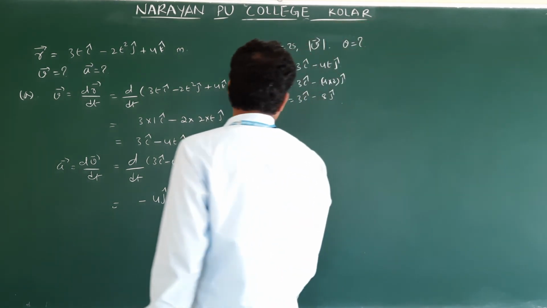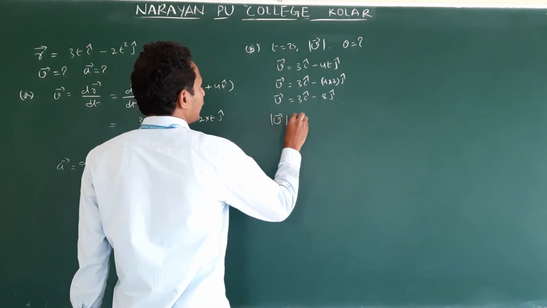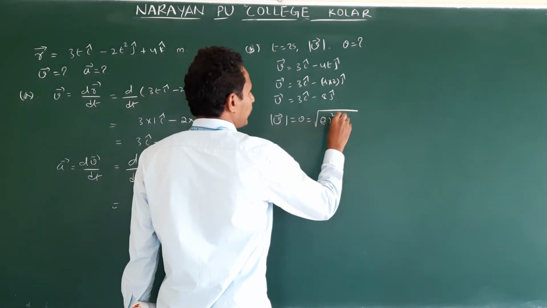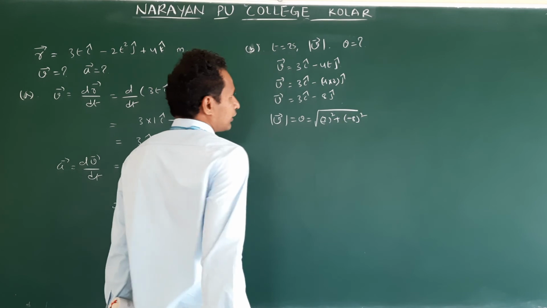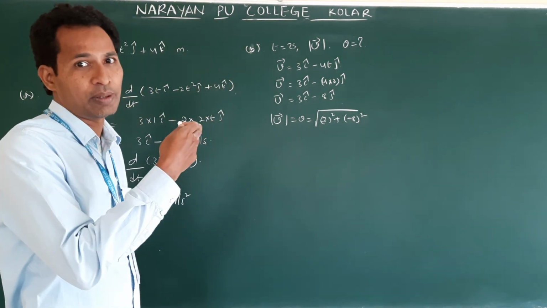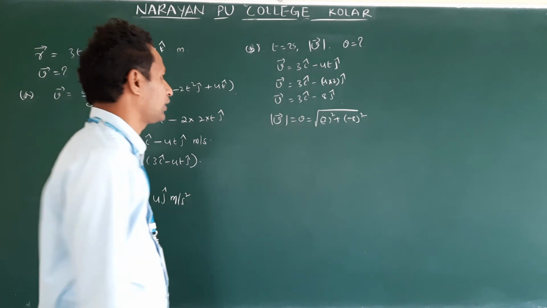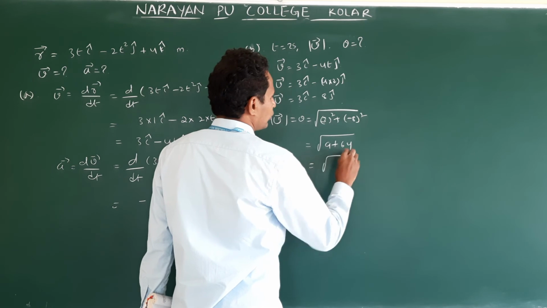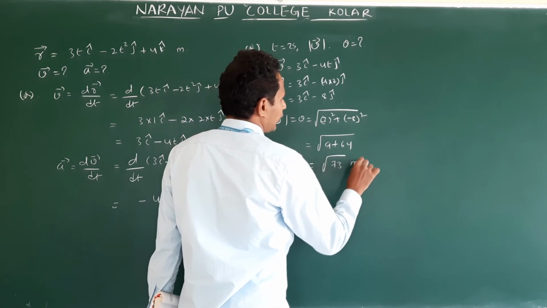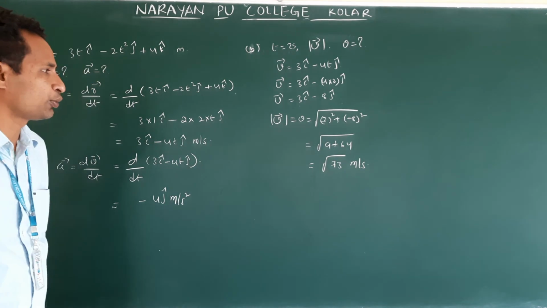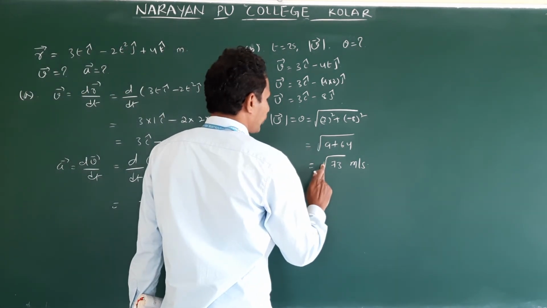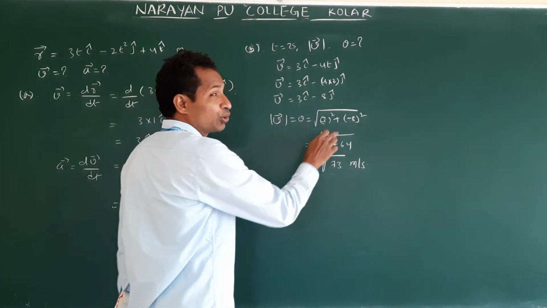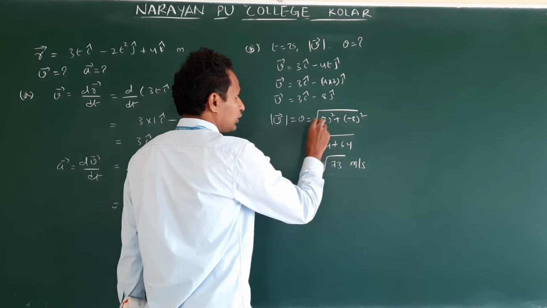What did they ask? Magnitude they asked. Simply we write v, which is under root of vx square, 3 square, plus minus 8 whole square. I hope you remember the formula: under root of vx square plus vy square. Then this will be under root of 9 plus 64, under root of 73 meter per second. If you want to calculate root 73 using a calculator, no problem, for this calculation you can use a calculator. The earlier calculations, don't use one; do them with your mind.